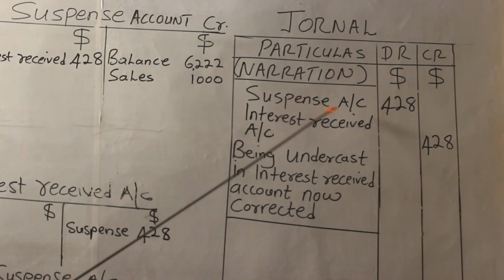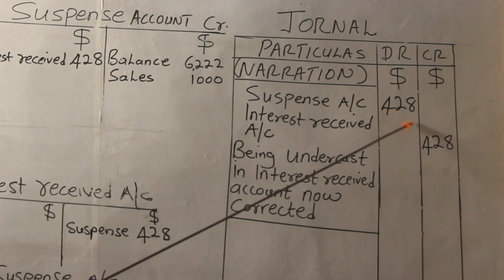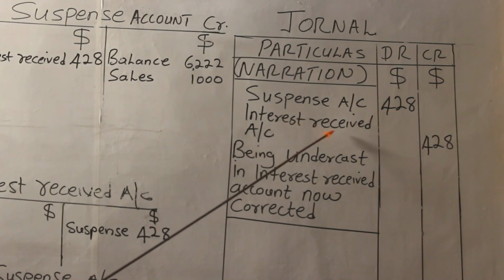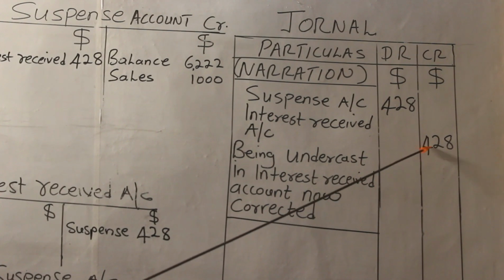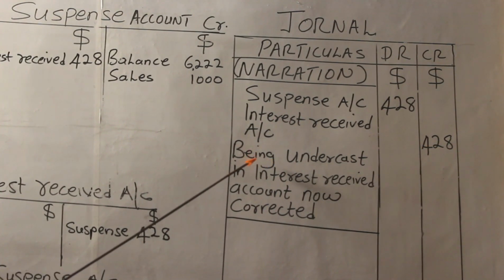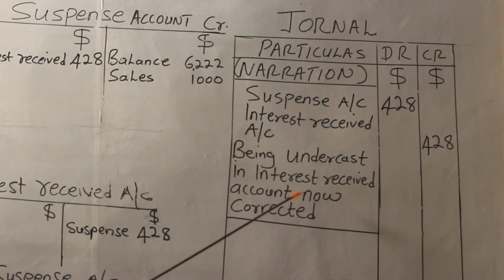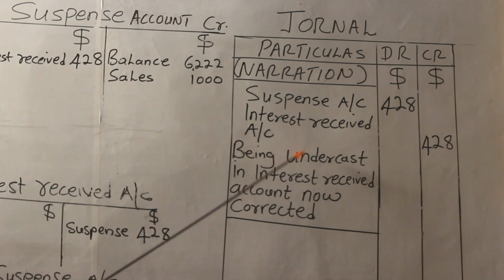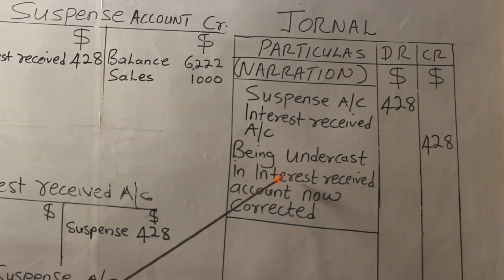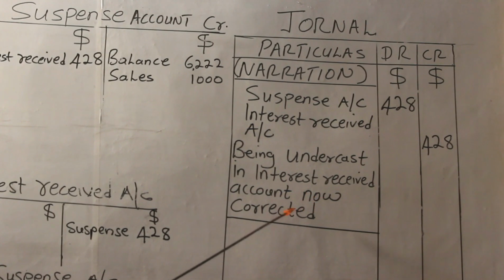In the journal, we debit the suspense account with $428 and credit the interest received account with $428. Now, our narration will be: being undercast in interest received account now corrected, or we can say being undercast arising from interest received account now corrected.